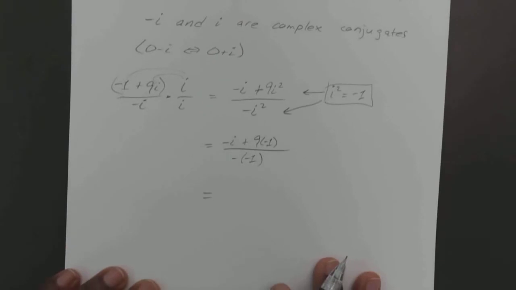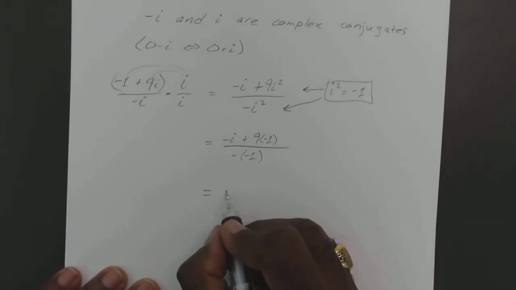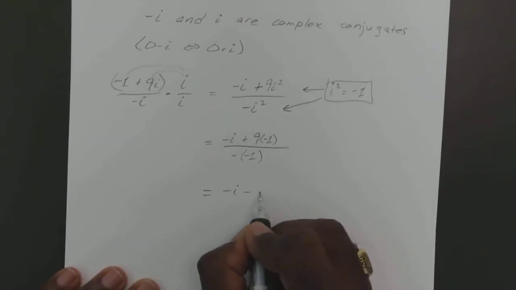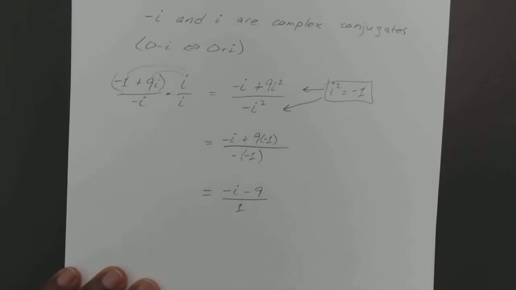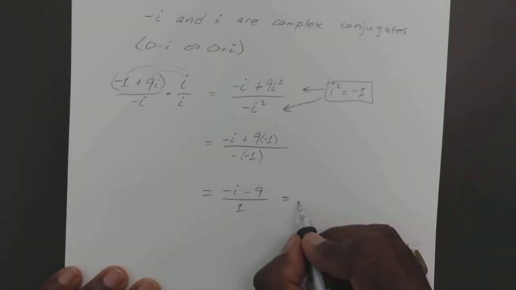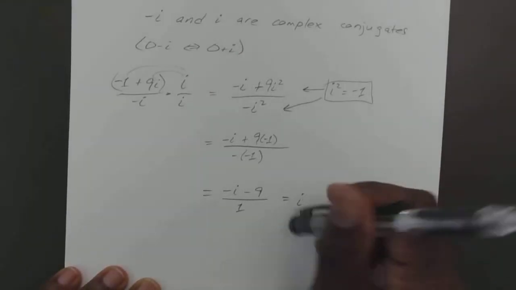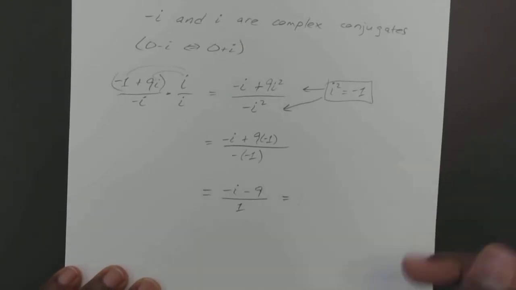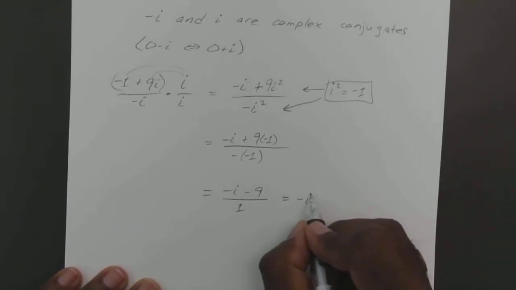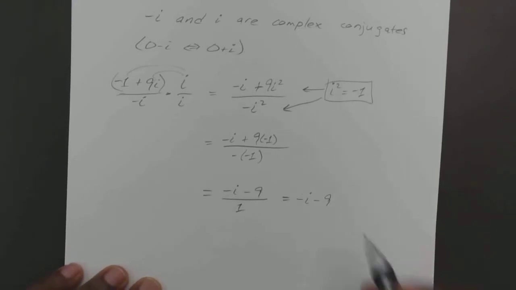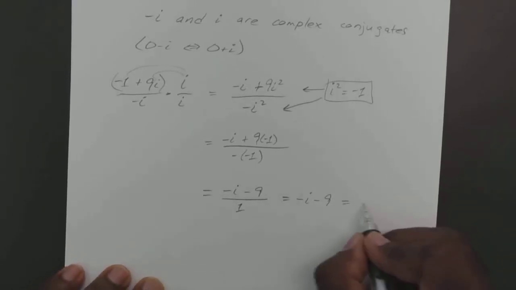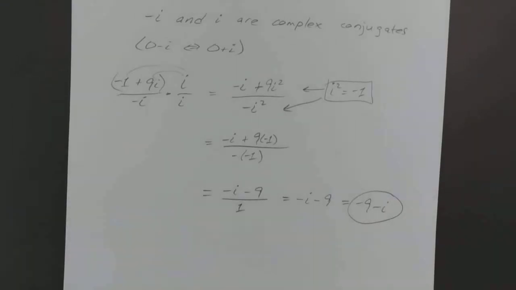Okay, so we end up with, moving that up a little bit, negative I minus 9 over 1, which becomes negative I minus 9. Or to put it in the right form, negative 9 minus I. All right, any questions on this one?